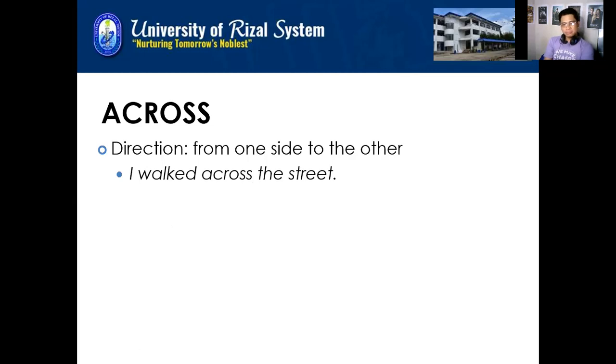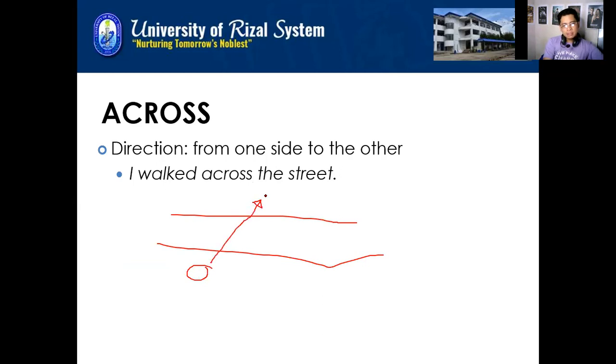Then we have across, from one side to the other. I walked across the street. Let's say, for example, this is the street. Then you cross the street. For instance, this is the street, you are here, and then you will be moving to another side. So that means then you are here now. That means from one side to the other, I walked across the street.